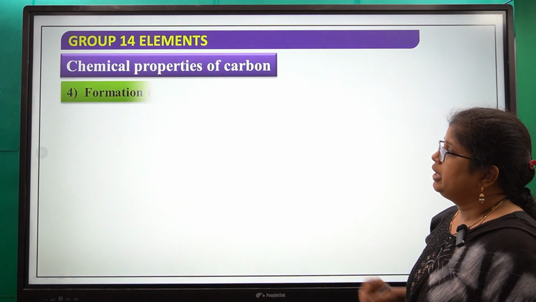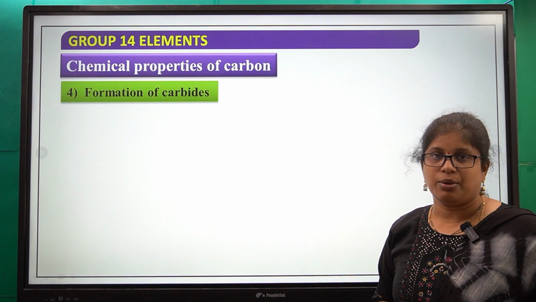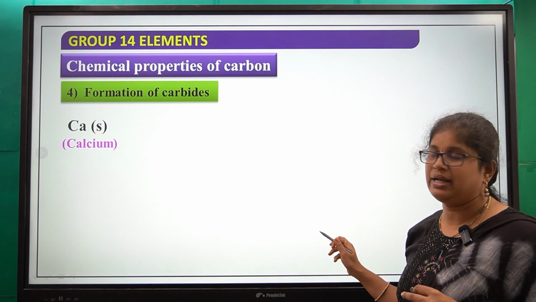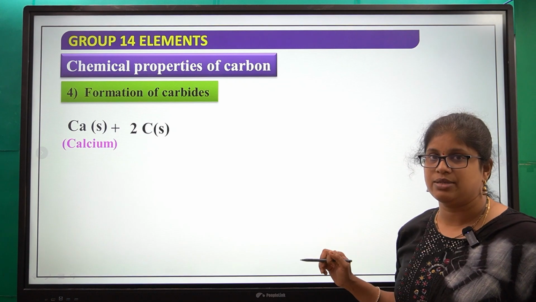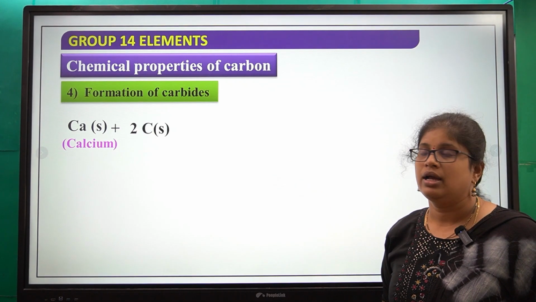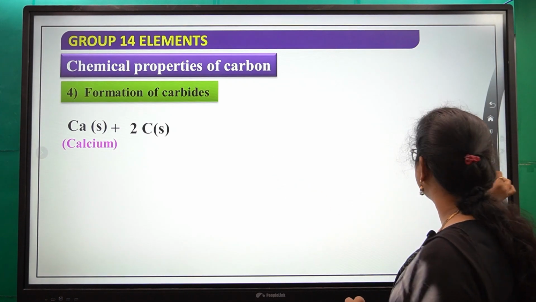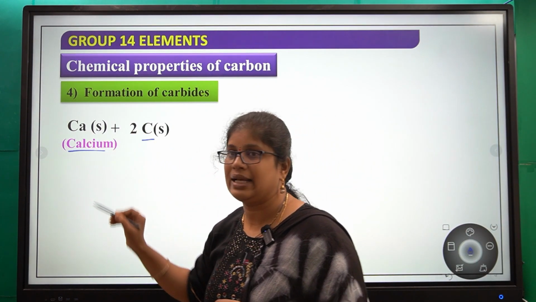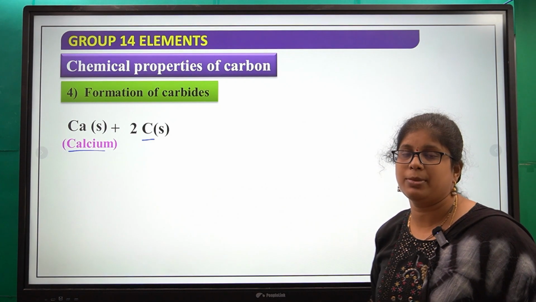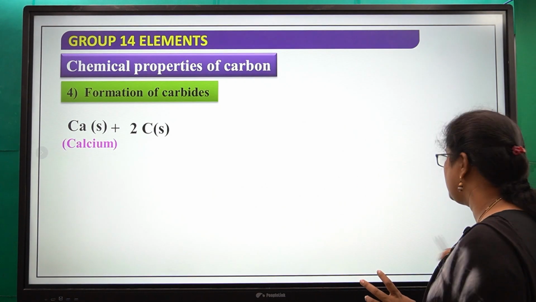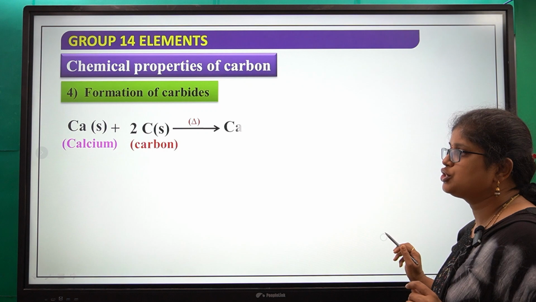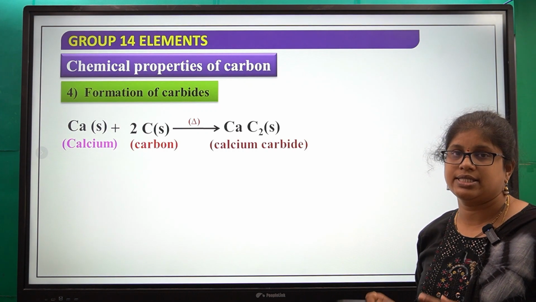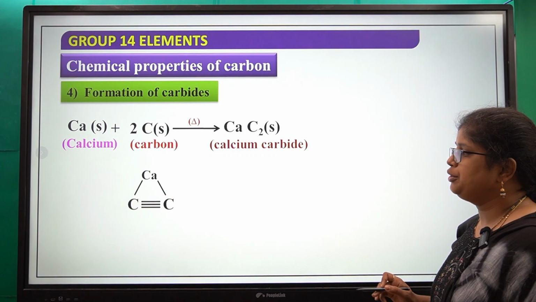Next, formation of carbides. Here carbon reacts with metals and forms metal carbides. What is that metal here? Calcium. Carbon reacts with a metal like calcium and forms calcium carbide. What is the formula of calcium carbide? CaC2. And can you guess the structure?